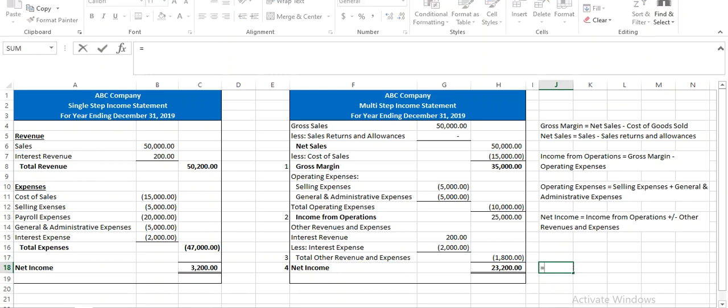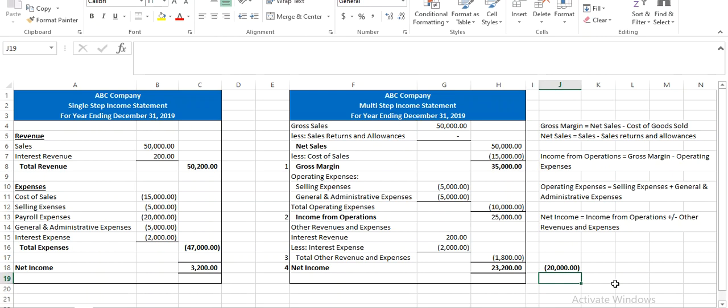One way I could try to figure out what went wrong: if I have 32,000 minus 23,200, I have a difference of $20,000. So, the first step in elimination is making sure that everything is calculated correctly. I know these are calculated correctly because we went over them very diligently. Next is to make sure that the numbers I brought over are correct. So 50, 50, 50, 50, I have that. Cost of sales is 15,000.